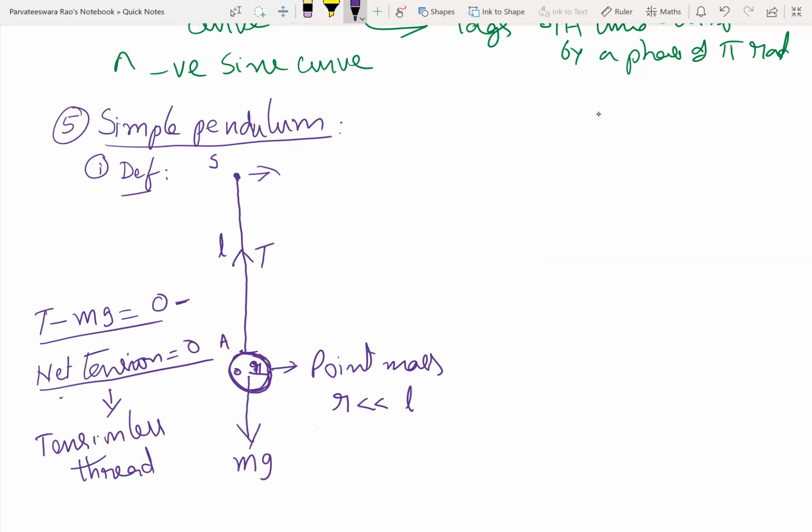And here is a rigid support. So now the definition is valid or not? A point mass suspended from a rigid support by a tensionless thread is called a simple pendulum.